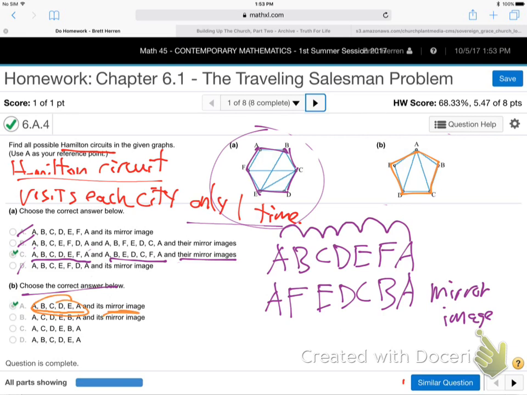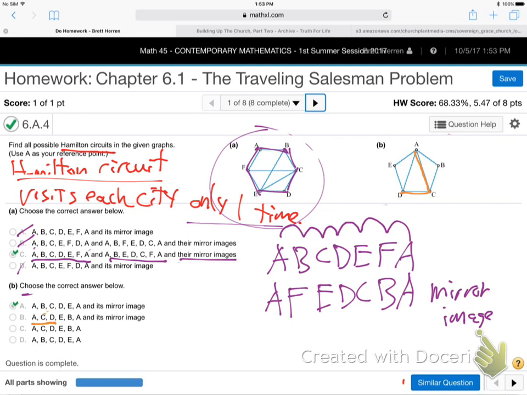And its mirror image, meaning go the other way. What's wrong with the other answers? Well, they must make up routes that aren't even there. Let's see. How about this one? AC. Can you go directly from A to C? Yeah, you can, huh? AC. That's possible. To D. Yeah, that looks good.